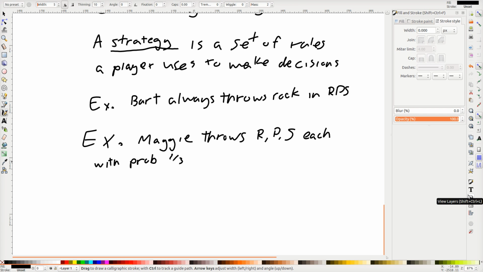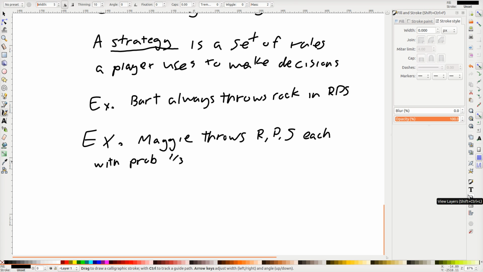I think Maggie's strategy in rock, paper, scissors is pretty familiar, certainly maybe even more familiar than Bart's, because who do you know who actually always throws the same thing every time in rock, paper, scissors? Usually people mix it up a little bit. So Maggie is mixing it up by doing one third, one third, one third, which is maybe the most natural way to mix it up. And this is a valid strategy as well.